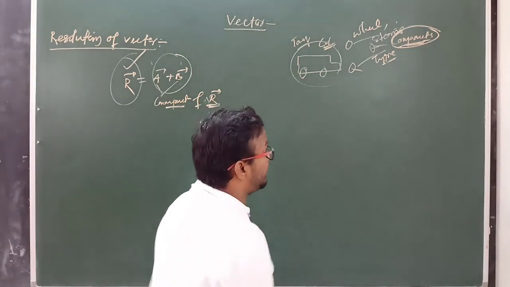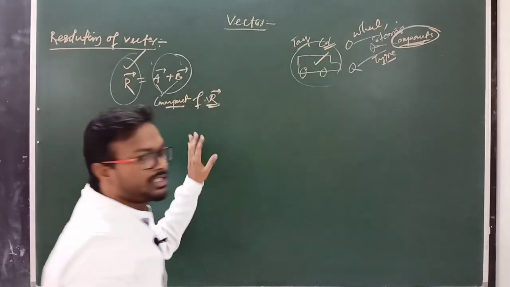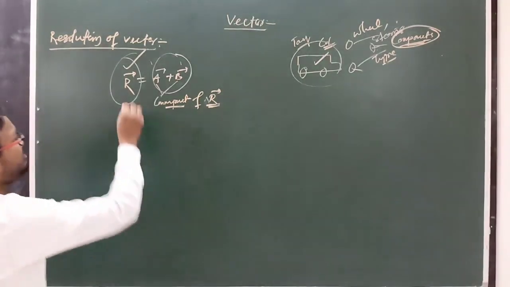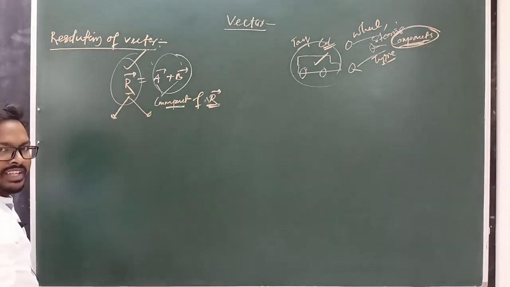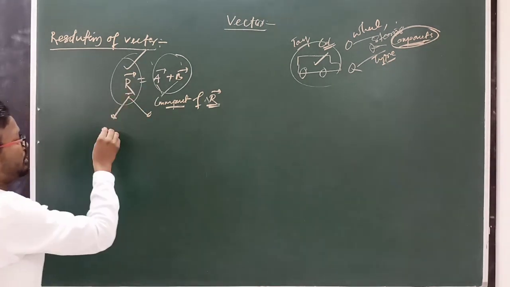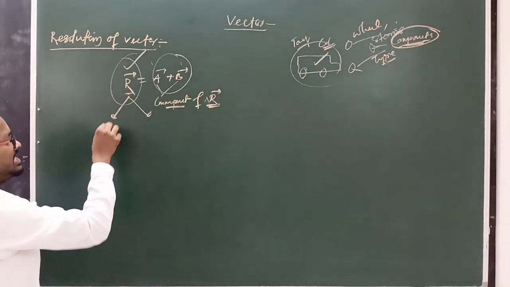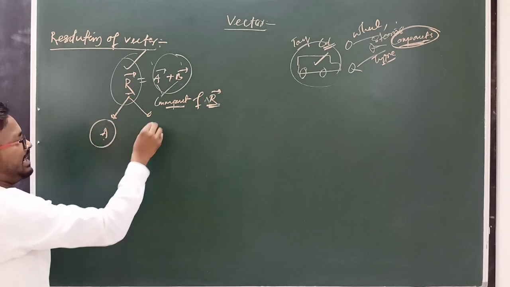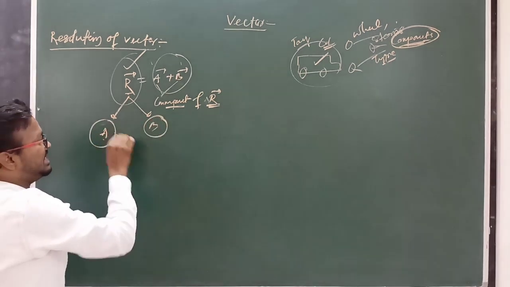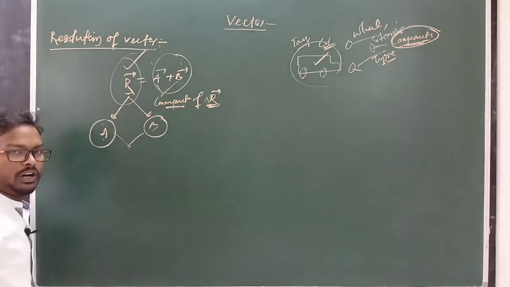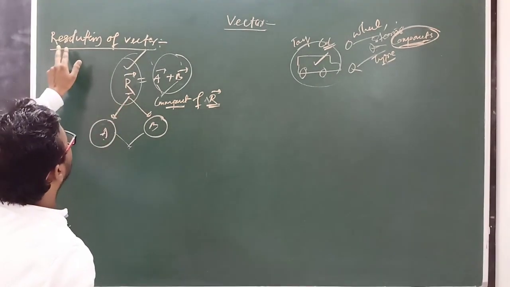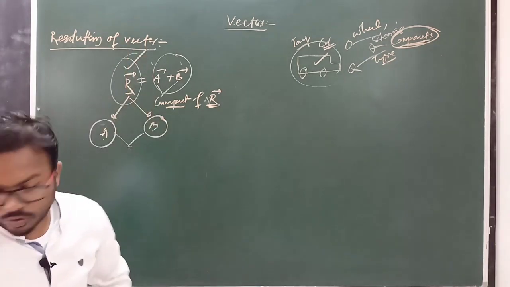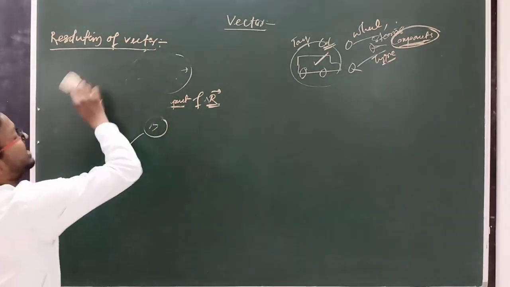Clear? Now we have to split this vector, the resultant vector, and we will obtain a relation that is component A and another component B. These are known as components of vector R. Clear? So it is known as resolution of vector. So what is the meaning of resolution of vector?